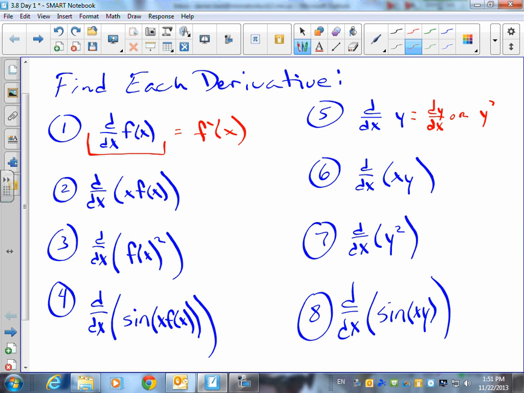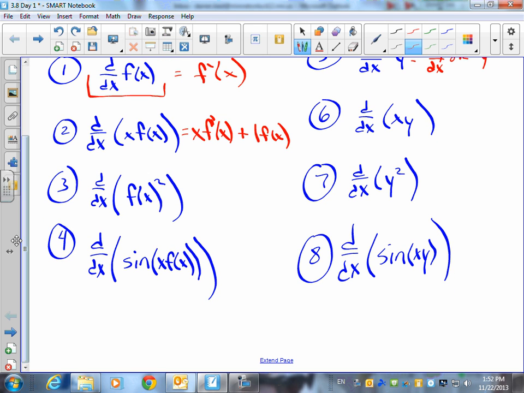Number 2, we agree is a product rule problem. So the derivative would be x f prime there, plus, what's the derivative of x? 1 f of x. That's product rule. We don't know what f of x is, but whatever f of x is, you'd put in there in parentheses as a substitution piece.